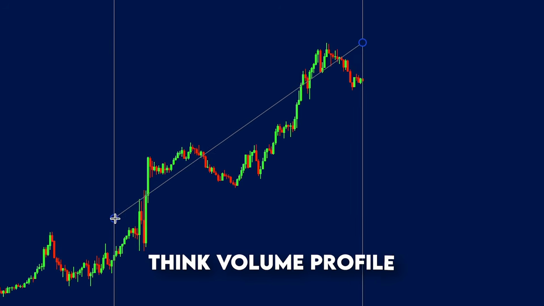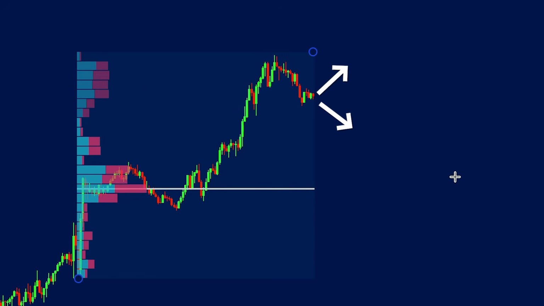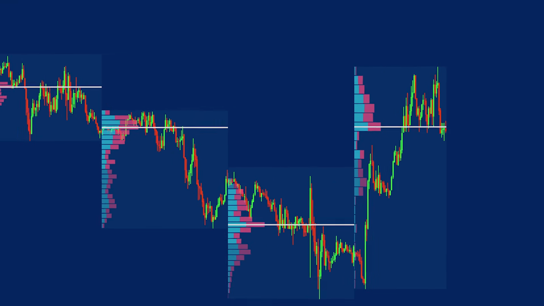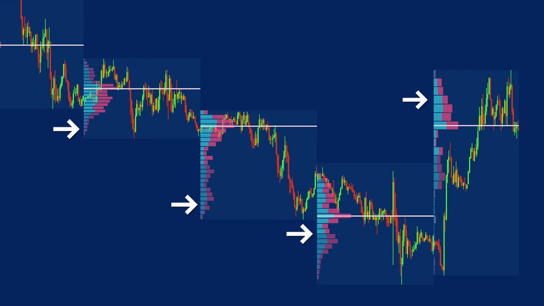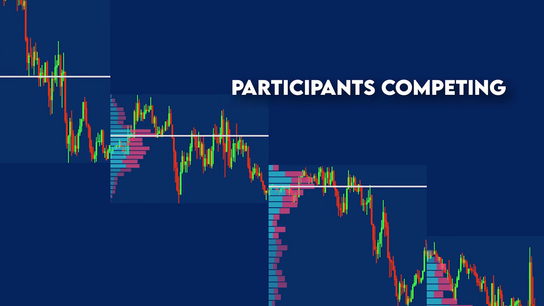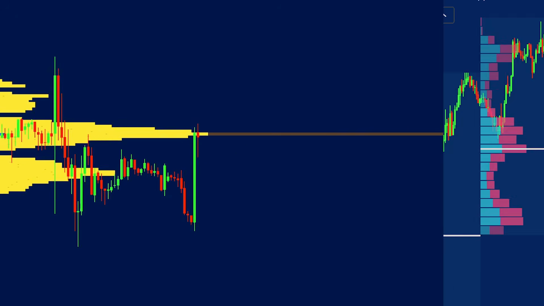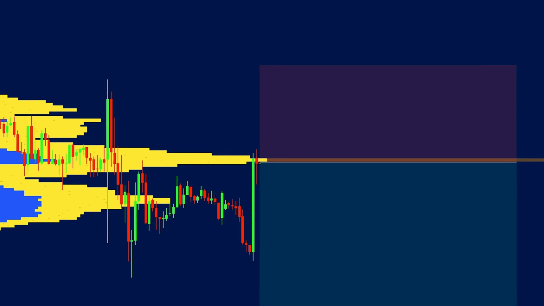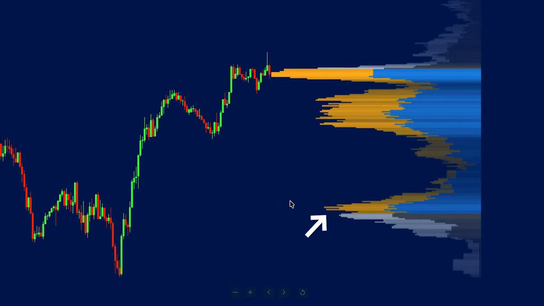Most traders think volume profile tells them where price traded the most. That's already a mistake, because the market doesn't operate on one distribution. It operates on multiple auctions, layered on top of each other, time frames fighting, participants competing, conviction shifting. And when traders collapse all of that into a single volume profile, they completely miss what the market is actually doing. This indicator fixes that.